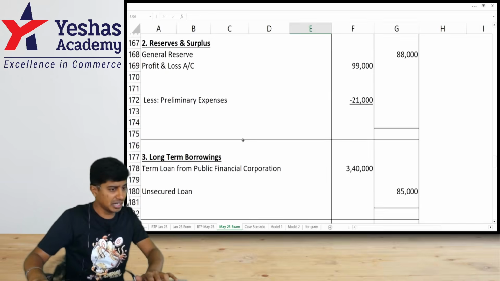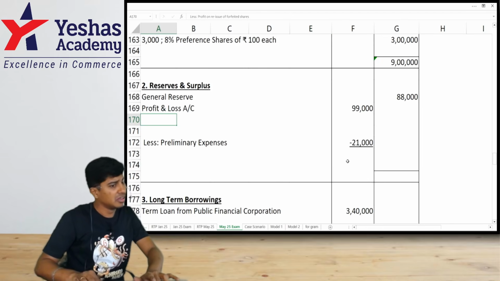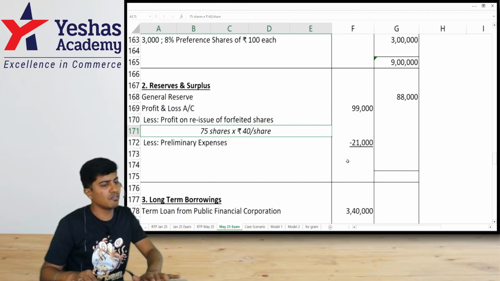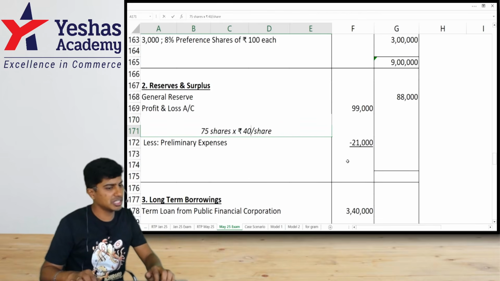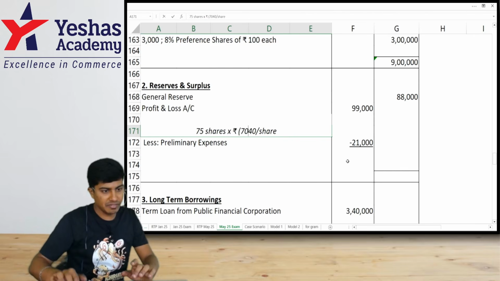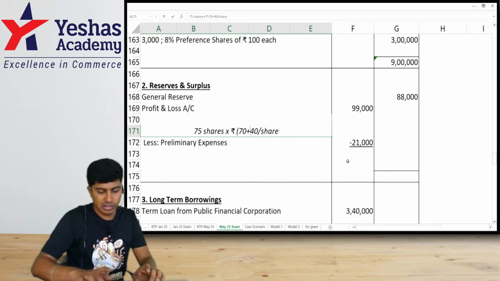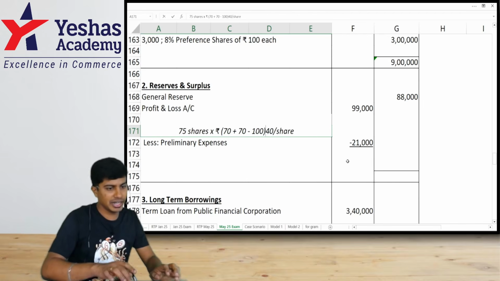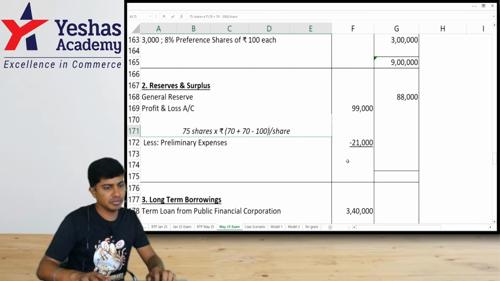What should I do in my reserves and surplus? I have P&L. Here I'll deduct the profit. How did we get this? 75 shares into 40. Sir, how did I get 40? Should I explain 40? 70 from old shareholder plus 70 from new shareholder minus 100. That gives you 40.